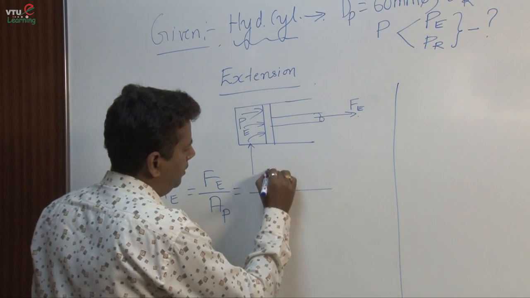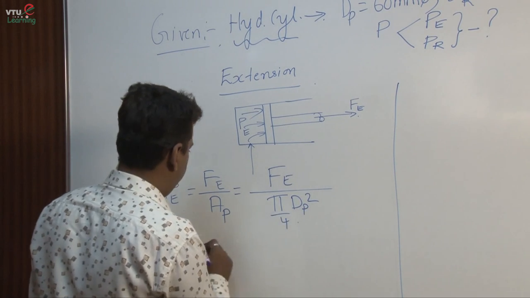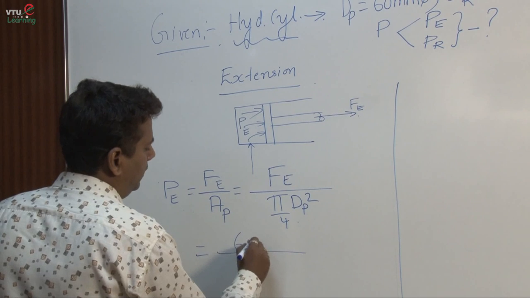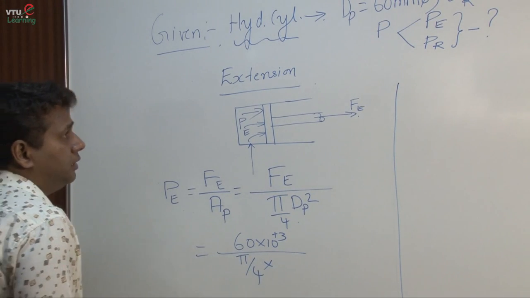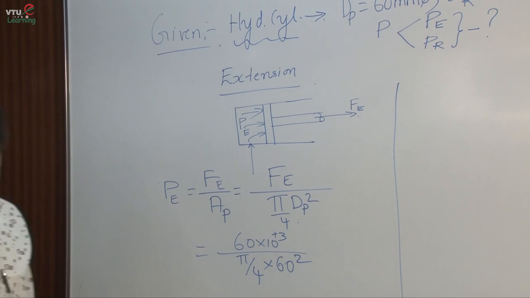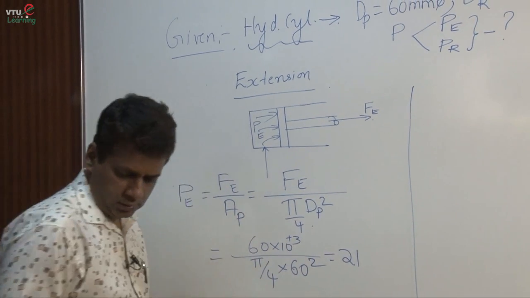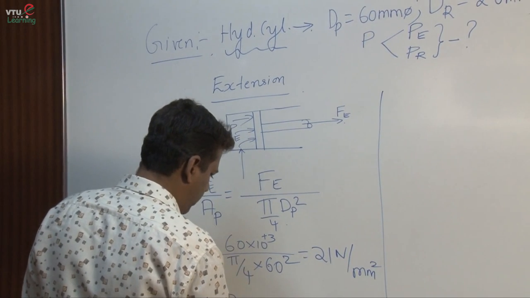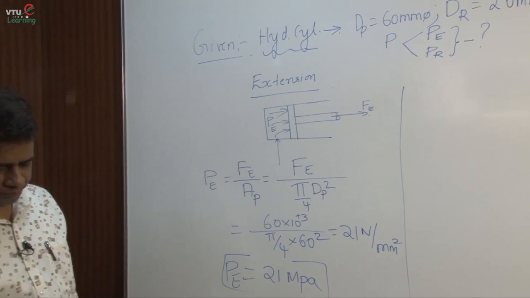So you can expand and write AP is equal to pi into dP square by 4. We can substitute the variables. Fe is equal to 60 kilonewtons, so 60 into 10 to the power of 3 newtons into pi by 4 into dP, which is 60 millimeter, squared. So 60 square, pi by 4 into millimeter square. I get the answer as 21 newton per millimeter square, that is equal to 21 megapascals. So this is the first case, right.